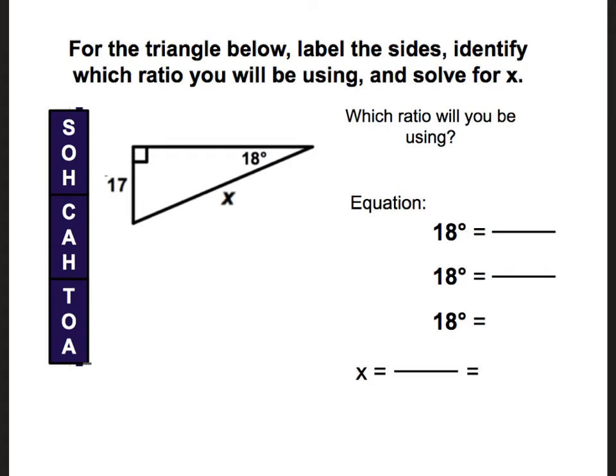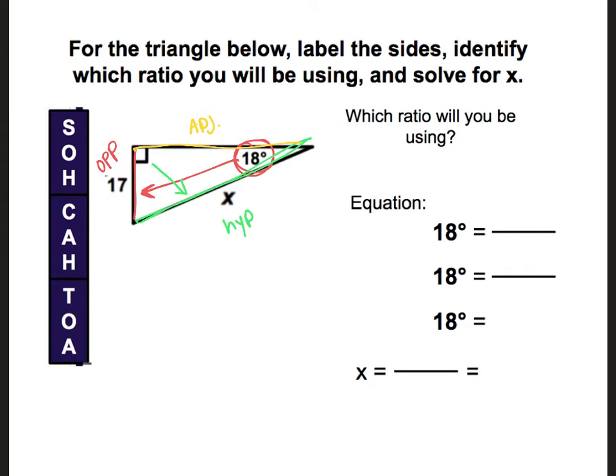Just like before, I'm going to start by labeling my sides. Again, I have this 18-degree angle. I like to start with the opposite, which is the one across from it, which is 17. Then I like to look for my hypotenuse, which is across from my right angle. In this case, my hypotenuse is x, this side here. And then my last side is going to be adjacent.